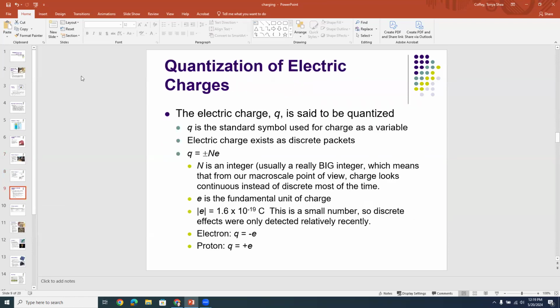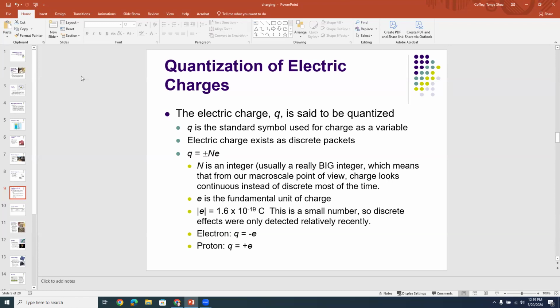Now, charge is said to be quantized, and what that means is that the smallest unit of charge that something can hold is the amount of charge held by an electron or a proton. This is under natural circumstances. So we're going to use the letter Q, big Q or little q, depending on whether I'm talking about a big charge or a little charge, right?